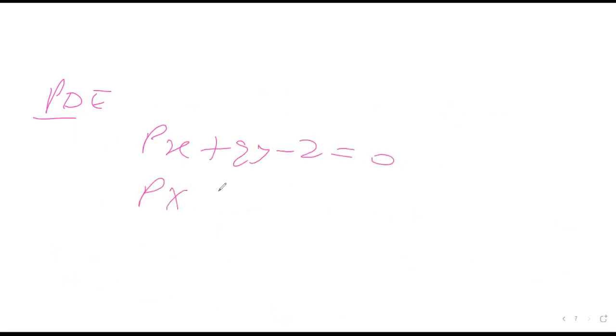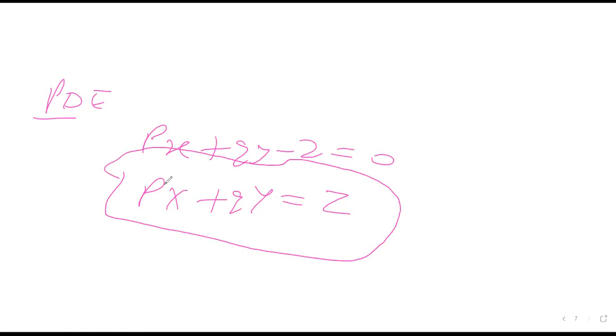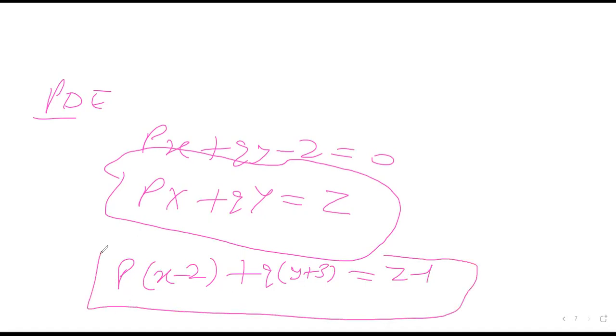Or you can say px plus qy is equal to capital Z. Right? This is the differential equation for any cone with vertex at origin. But this is in the capital X, capital Y, capital Z system. What was capital X? It was p(x minus 2) plus q(y plus 3) equals z minus 1. So this will be your final answer.